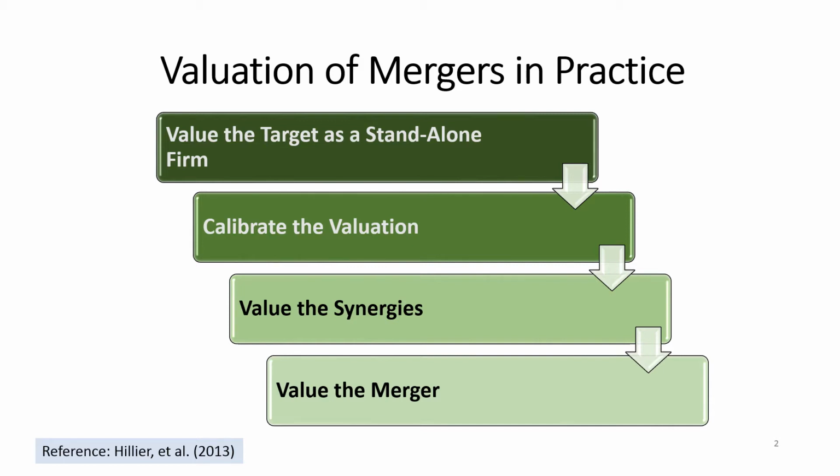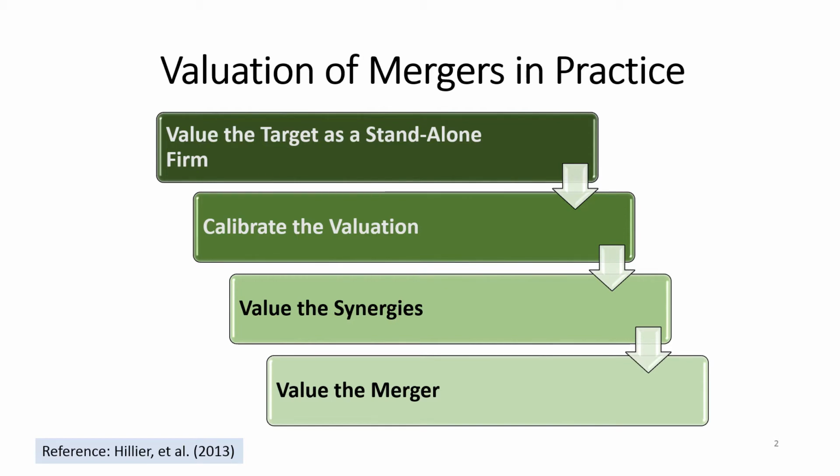Stage 2 involves calibration of the valuation. It is very unlikely that the initial valuation of the target firm will be equal to its share price. Any differential in valuations needs to be reconciled. Stage 3 is concerned with the valuation of the benefits or synergies of a possible merger or acquisition. Synergy is evaluated by estimating the cash flows generated from the merger, discounted at an appropriate discount rate.